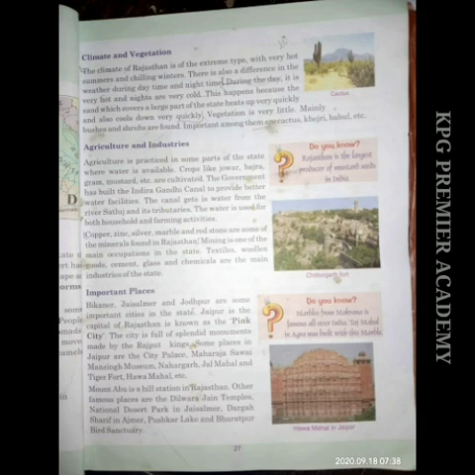Mount Abu is a hill station in Rajasthan. So if you're asked name one hill station in Rajasthan, you have to write Mount Abu. Okay. Other famous places are the Dilwara Jain Temples, National Desert Park in Jaisalmer, Dargah Sharif in Ajmer, Pushkar Lake and Bharatpur Bird Sanctuary. These are some of the very important places in Rajasthan. So you have to remember these names.